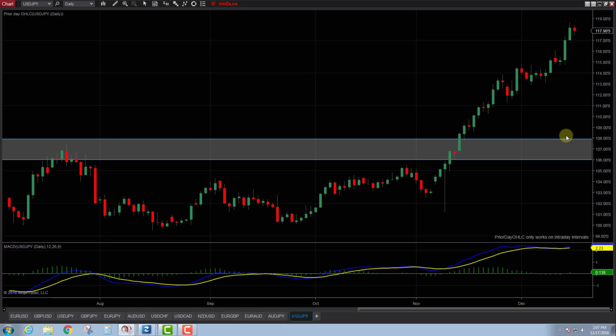Now that would be more than a 1-to-1 risk to reward ratio, more than a 2-to-1 risk to reward ratio, and it's 100 pips away from being a 3-to-1 reward to risk ratio, which does match up.